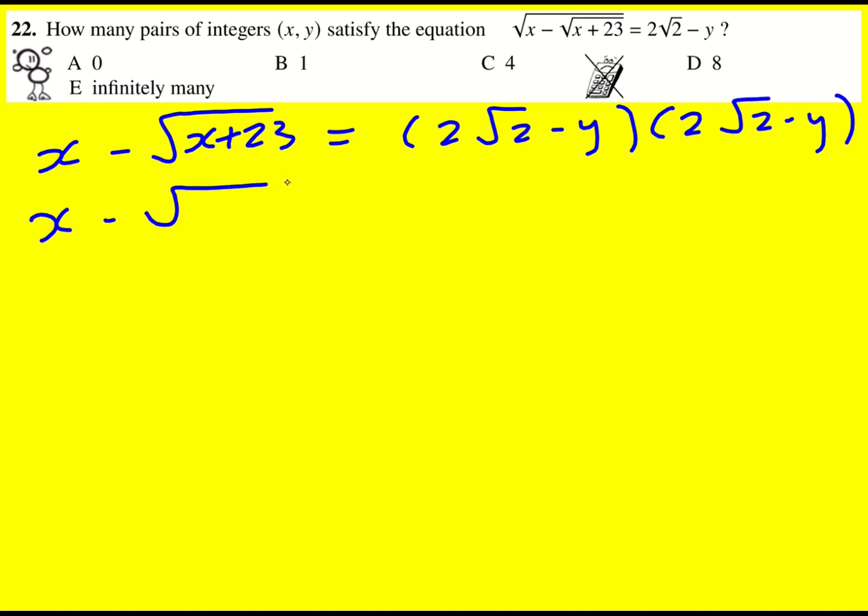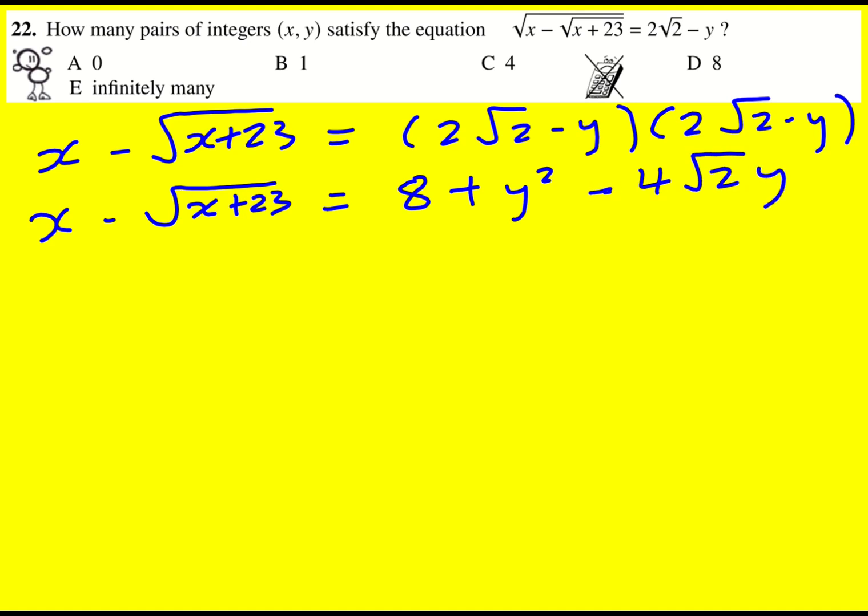Which is going to give me, now 2 root 2 is actually root 8, so it's root 8 times root 8, it's just 8. Minus y times minus y gives me plus y squared. And then I'm going to get minus 2 root 2y and another minus 2 root 2y, so it's going to be minus 4 root 2y.